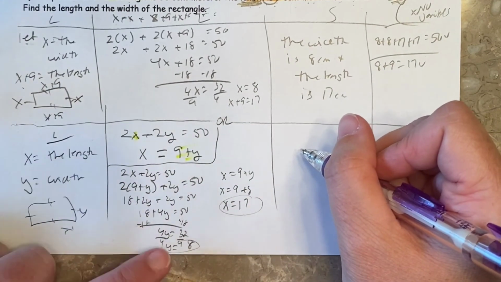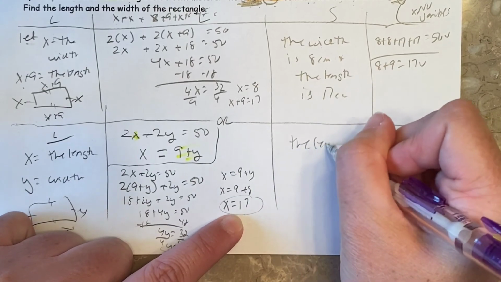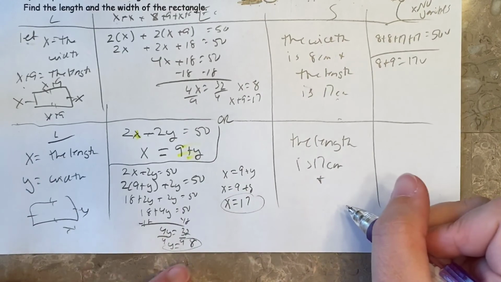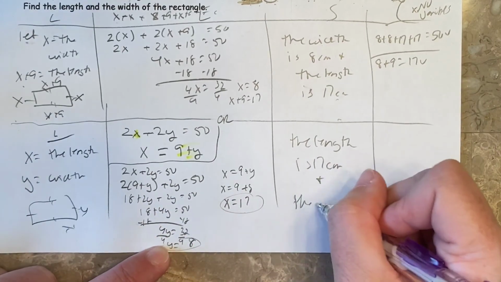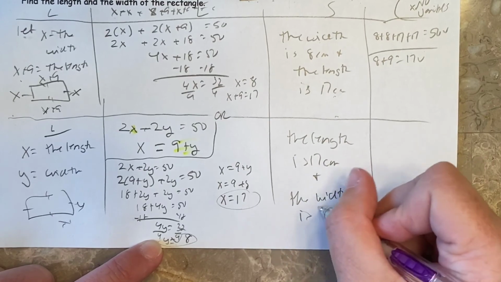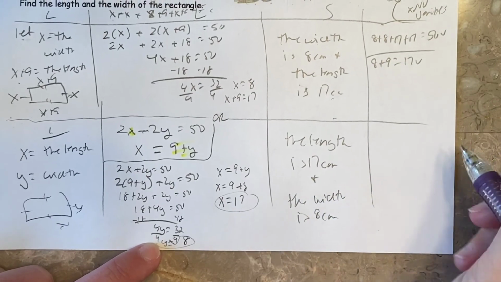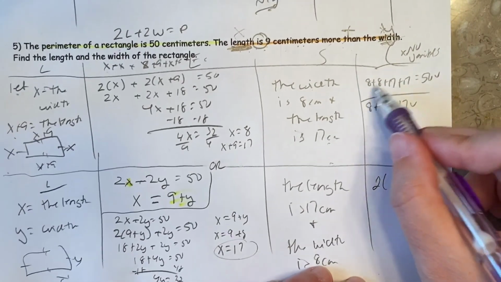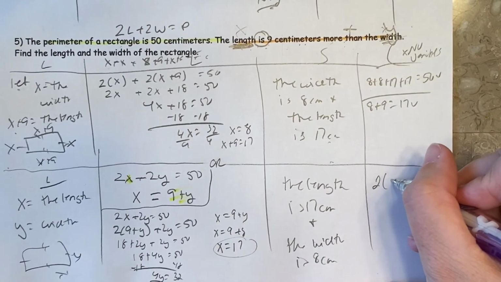So x was my length. So the length is 17 centimeters, right? Same thing right there. y was my width. That looks like a 48, that's just an 8. The width is 8 centimeters. And now we're just going to do our check. So I'm going to show the check this way this time. Instead of just adding them separately, just show it this way, just to show you that you can do it two different ways.